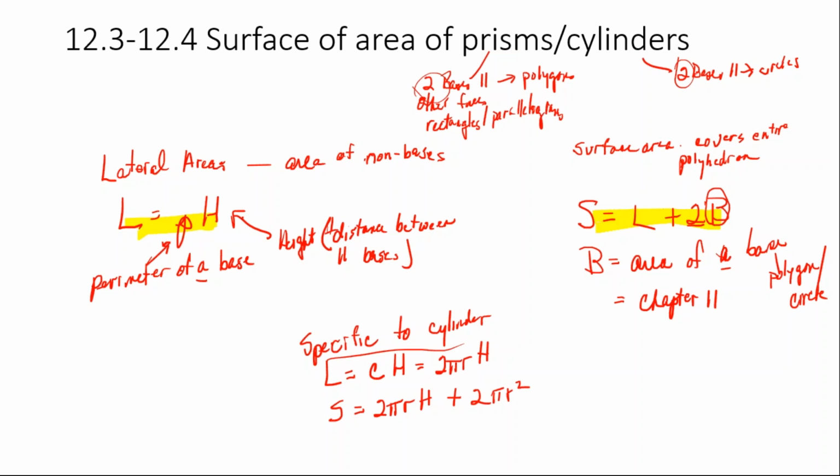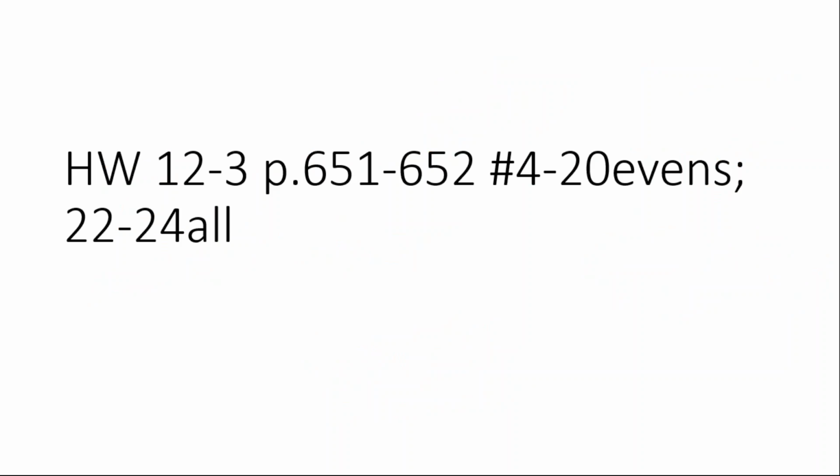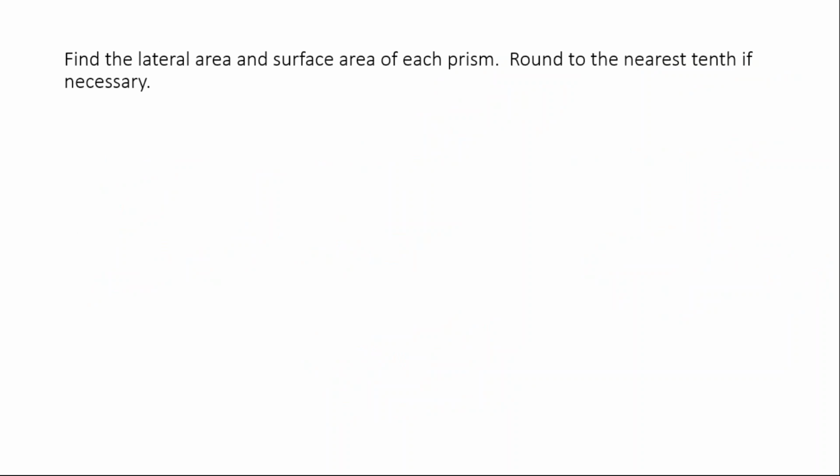Okay, so those are the things I'm going to be using going through the homework from 12.3 and 12.4. First ones, find the lateral and surface area. If they ask for surface area, you still have to find the lateral, but if they only ask, you only have to find the lateral. So that's kind of where you have to watch the directions. Round to the nearest tenth. Now, this is a rectangular prism.